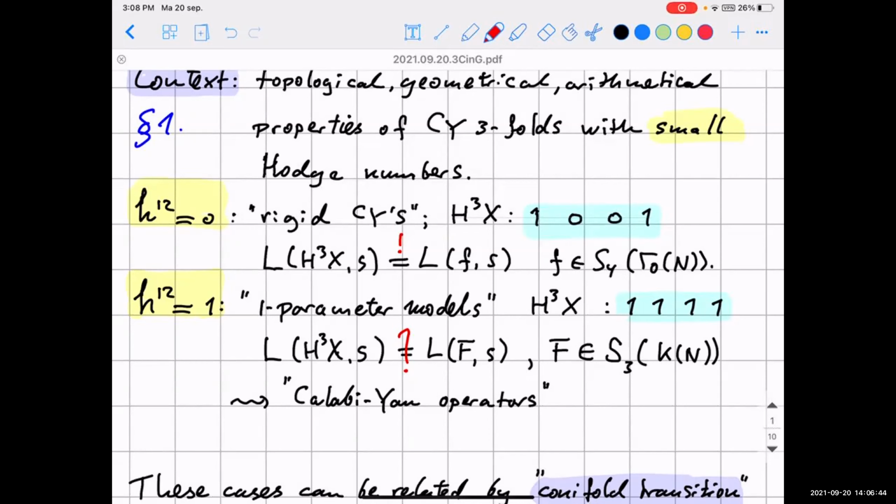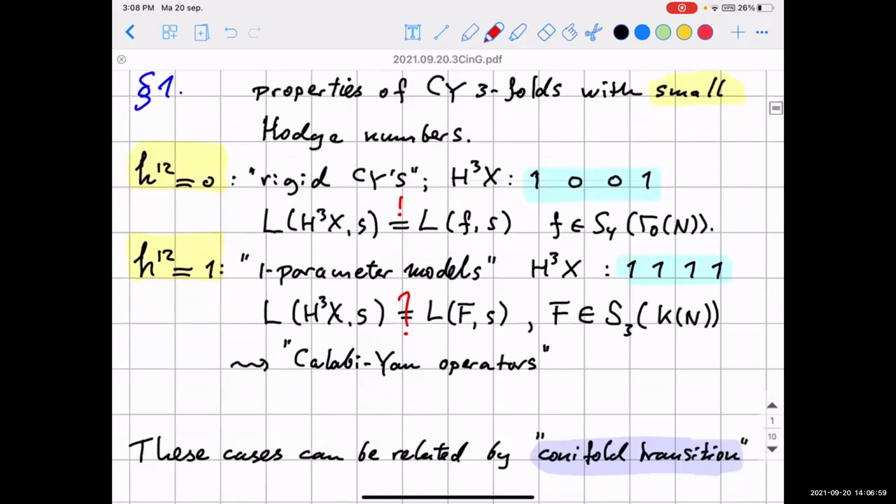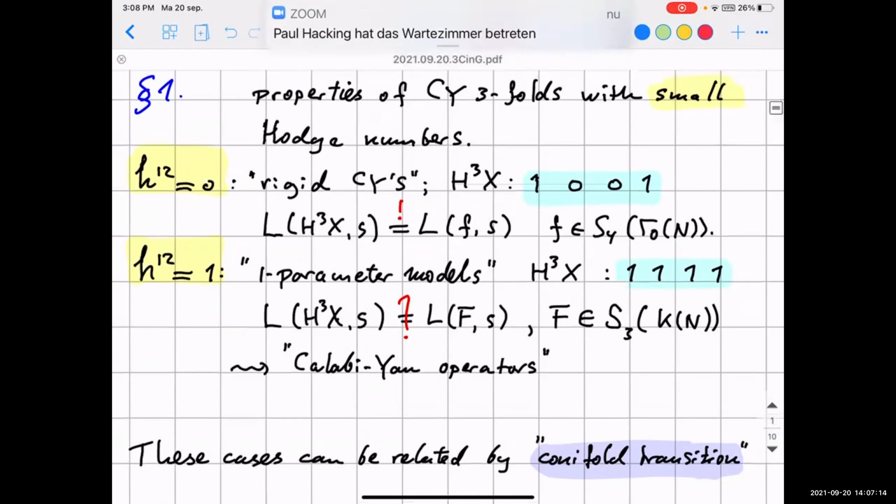But I still think the problem of characterizing which modular forms appear as L functions of rigid Calabi-Yaus is still wide open. So there are still a lot of modular forms which have no Calabi-Yau realization up to now. This is contrary to the case of elliptic curves, where every weight 2 modular form is known to appear for an elliptic curve defined over Q.